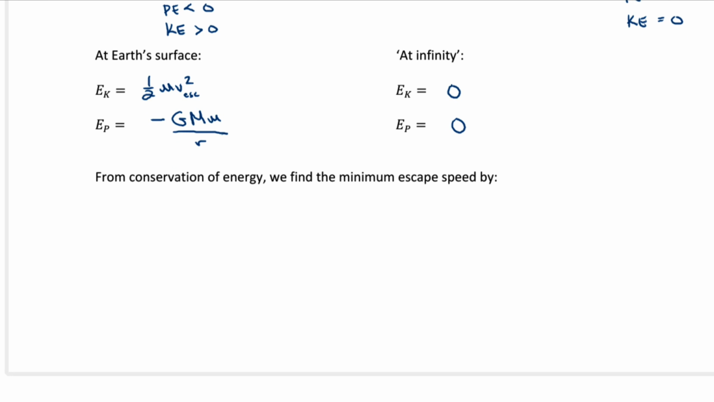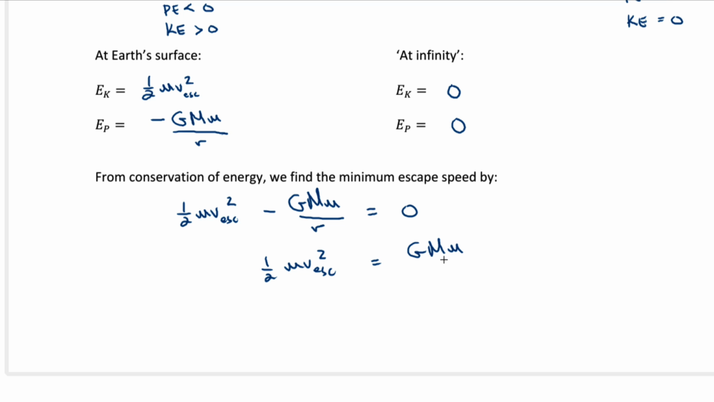So by conservation of energy, the sum of the kinetic and the potential energy at the start, 1/2 m v escape squared minus GMm over r, so adding our kinetic and our potential energy, is equal to the sum of the kinetic and potential energy at the end. Working algebraically, I'm going to bring the potential energy to the other side, and once again we see that the mass of the baseball here, that's our little m, cancels.